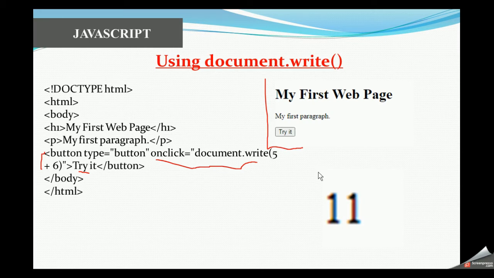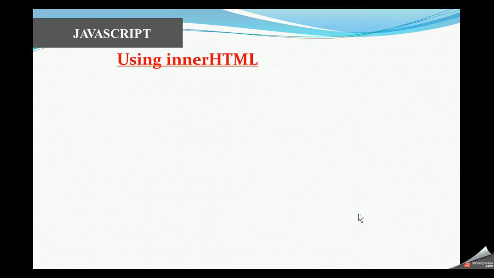So this is what I am saying, these are the variations, the different things that we can do with the help of HTML and JavaScript. Now as soon as you are using document.write and you are using an event over it, it removes all your HTML properties. This means the first web page, my first paragraph, all these have been removed, and on the web page you will be getting only 11. So this is how it works.